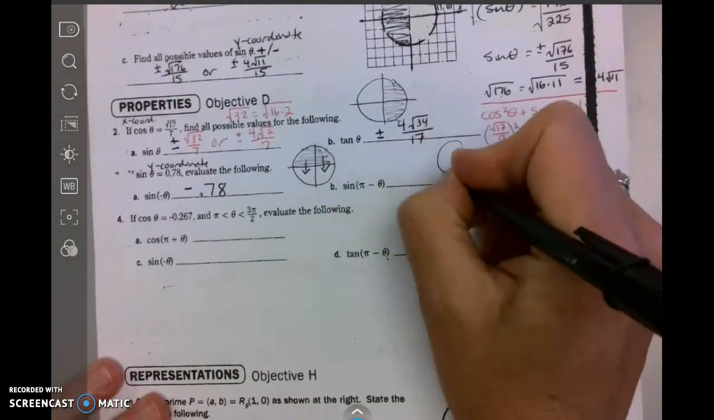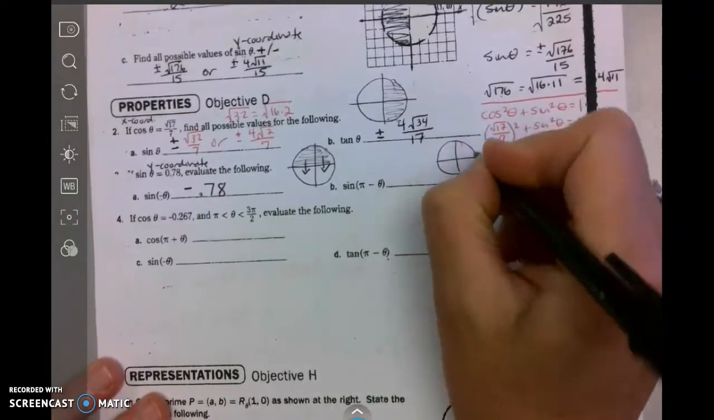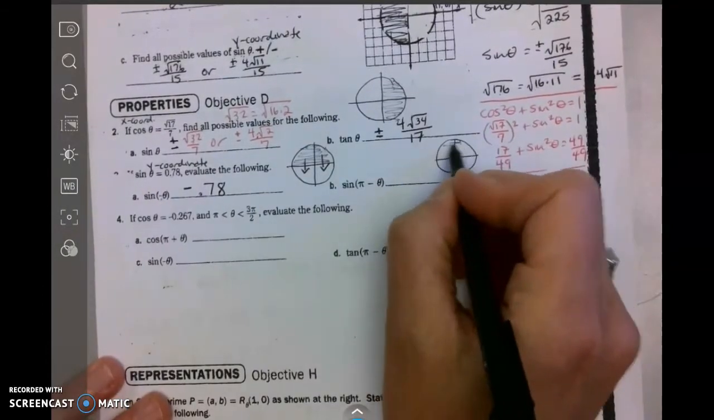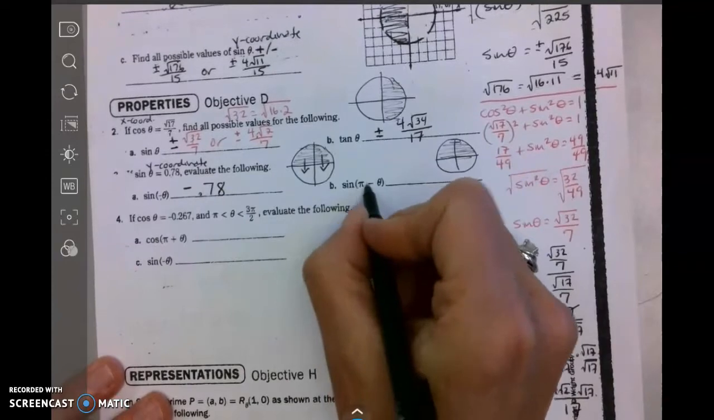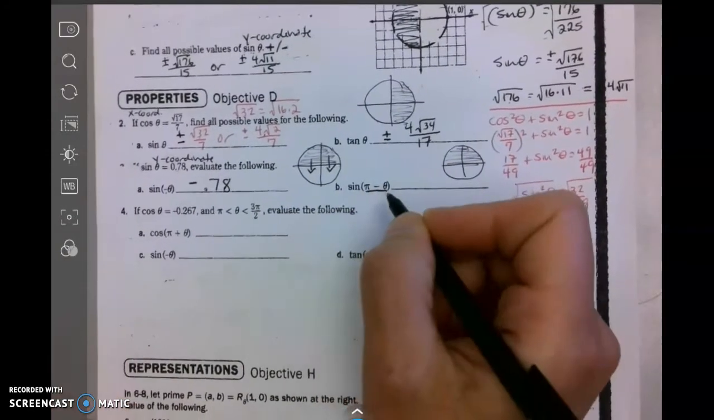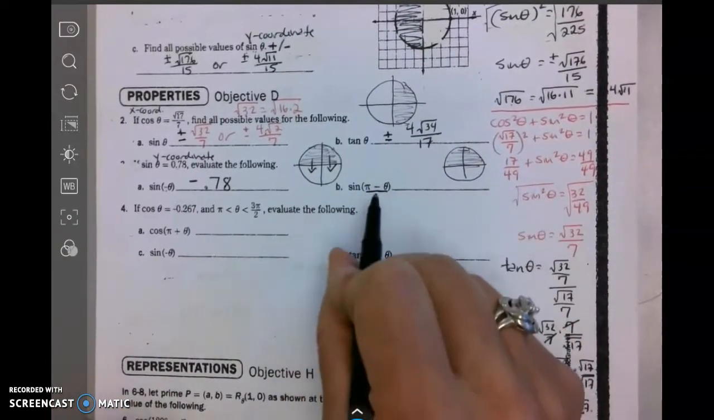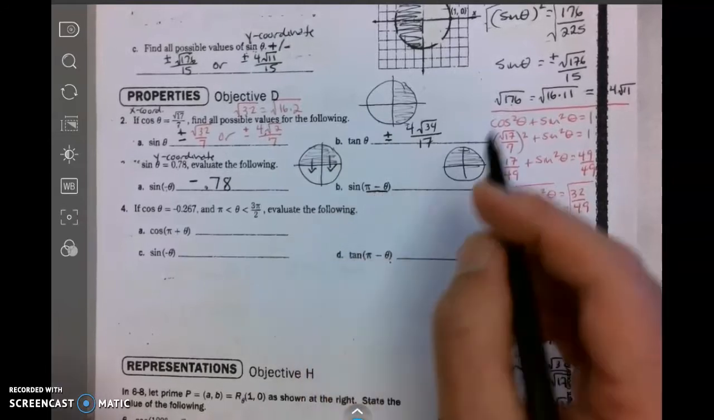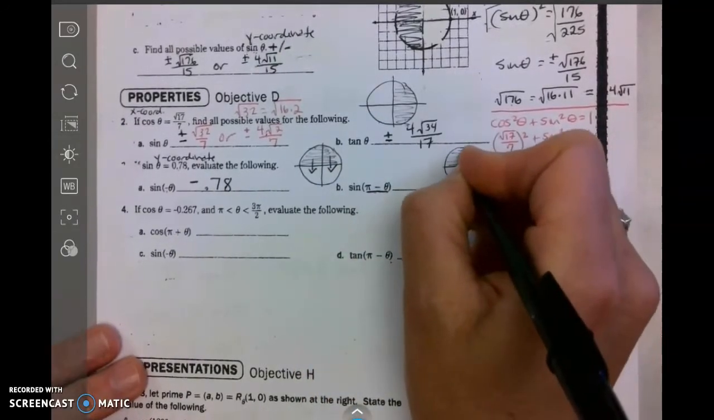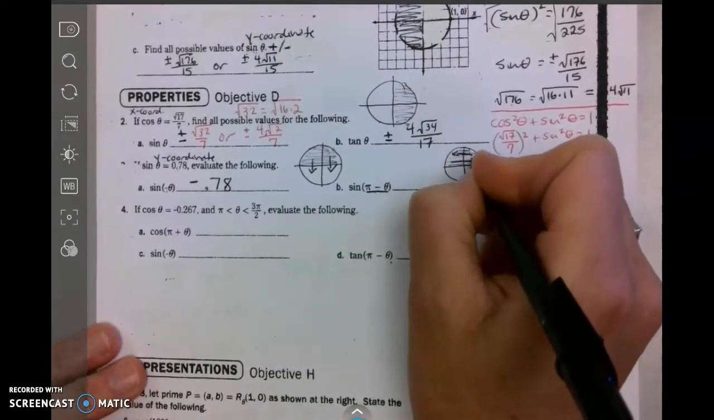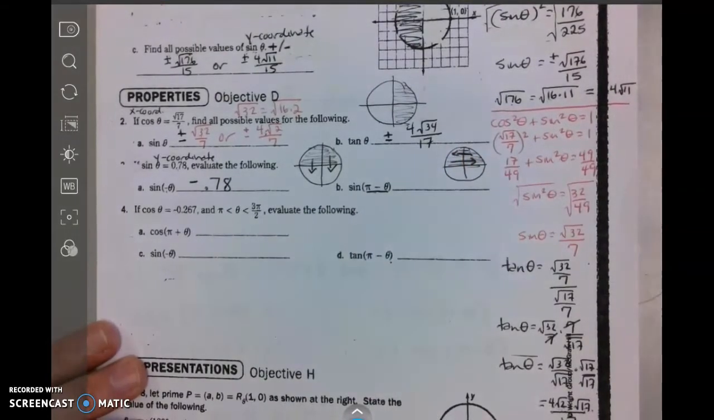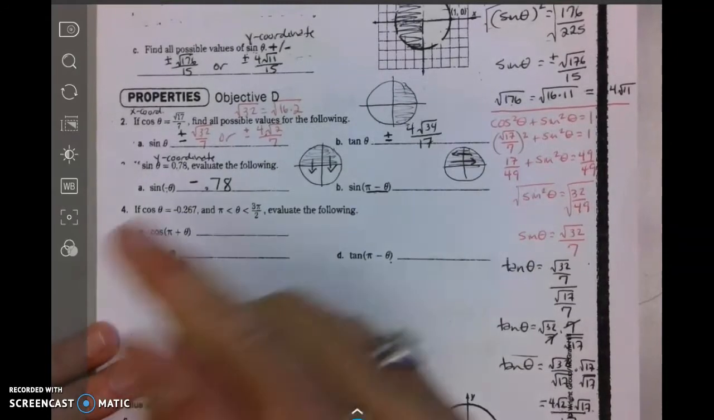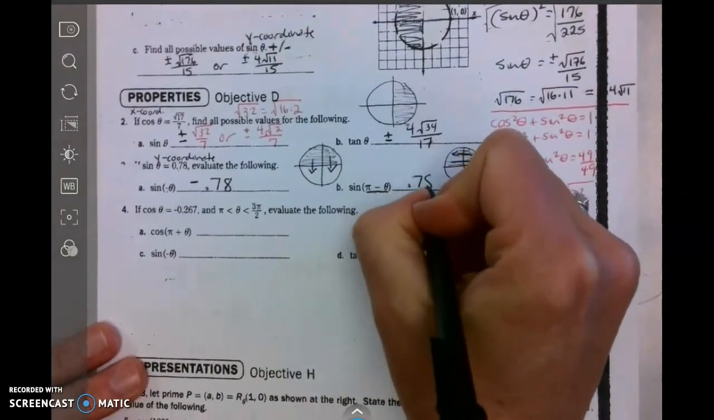Now let's look at letter B. Again, sine is positive, so it's up here. Pi minus theta. When I look at that on my 4 theorems, that means there's supplements, and I move side to side. So I move this way, or I move this way. Well, then nothing changed. It just stayed up top in the positive, so it stays positive 0.78.